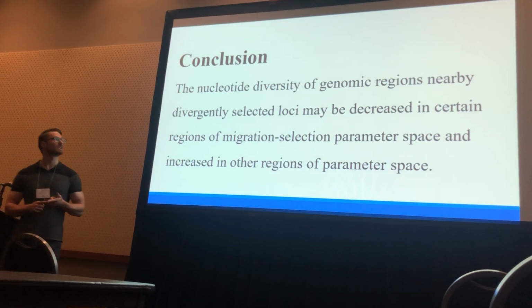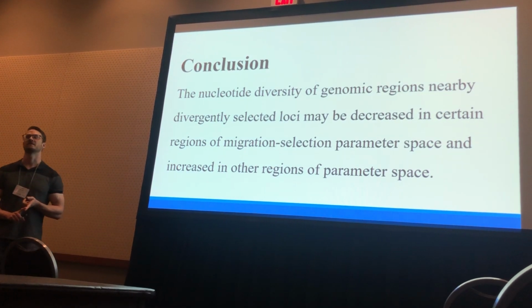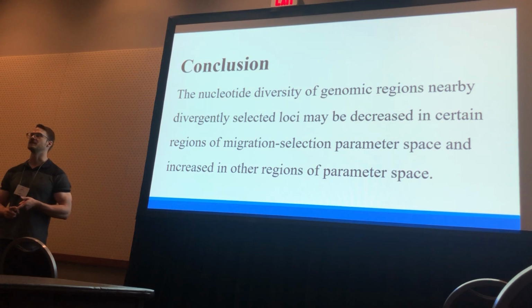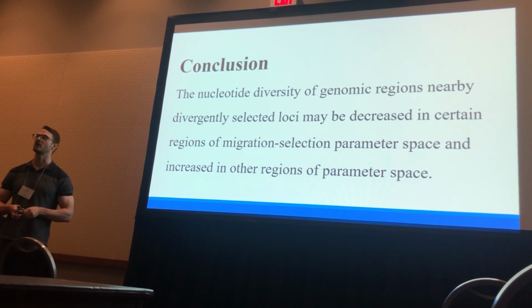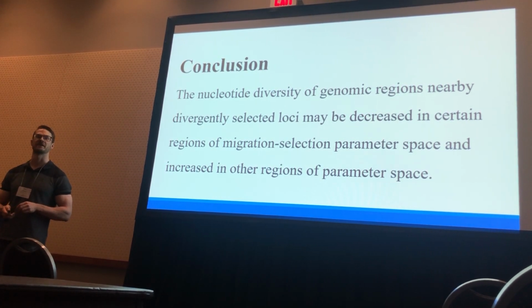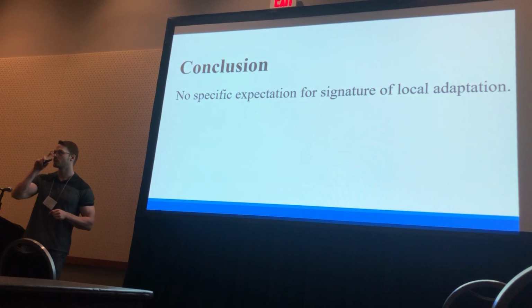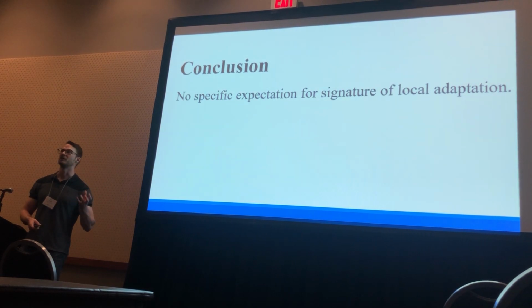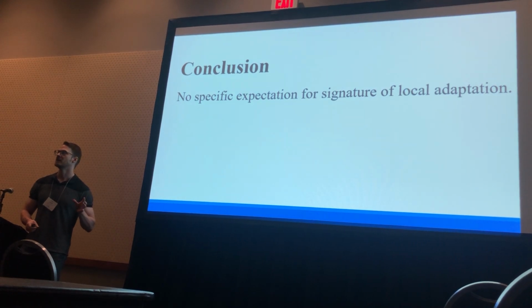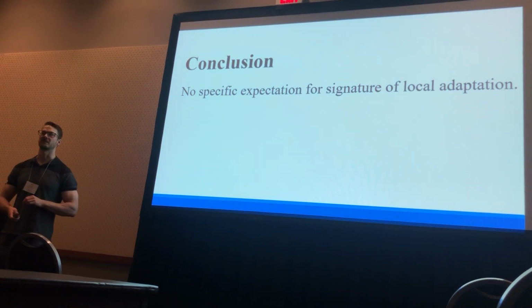Okay, there's three main takeaways that I hope we can all leave with. The first is that the nucleotide diversity of a genomic region that's nearby a divergently selected locus may decrease in certain regions of parameter space or actually be increased in other regions of migration selection parameter space. Because of this, there's no clear nucleotide scale prediction for local adaptation. A divergently selected locus might be decreased in nucleotide diversity in one region of parameter space, but that exact same locus would actually be increased in diversity in a different region of migration selection parameter space.